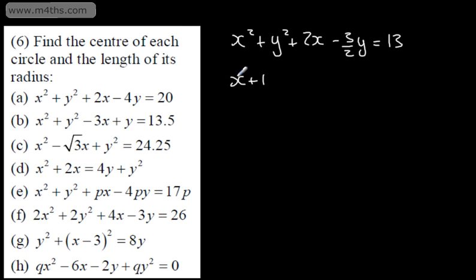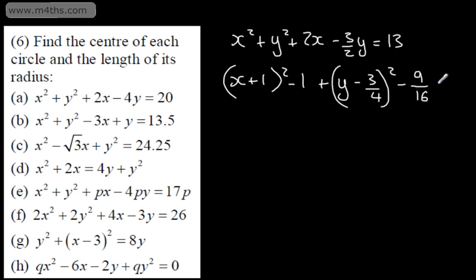This one, we've got 2x squared plus 2y squared plus 4x minus 3y is equal to 26. The first thing I'm going to do is divide through by 2. x squared plus y squared plus 2x minus 3 over 2 y is equal to 13. Completing the square, (x plus 1) all squared minus 1, plus (y minus 3 over 4) all squared minus 9 over 16 will be equal to 13.